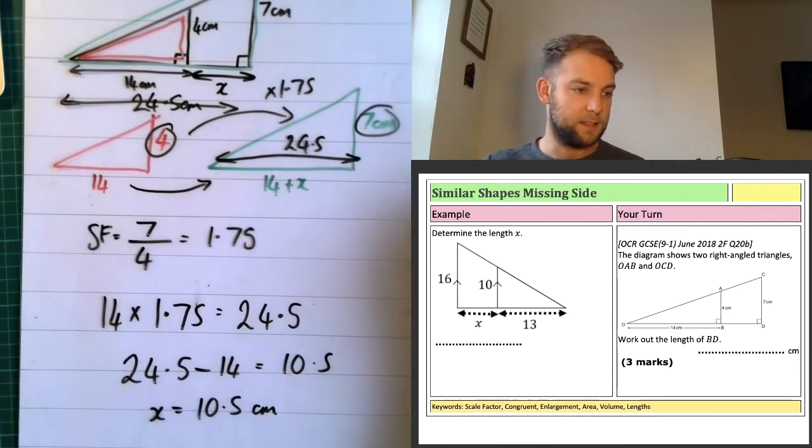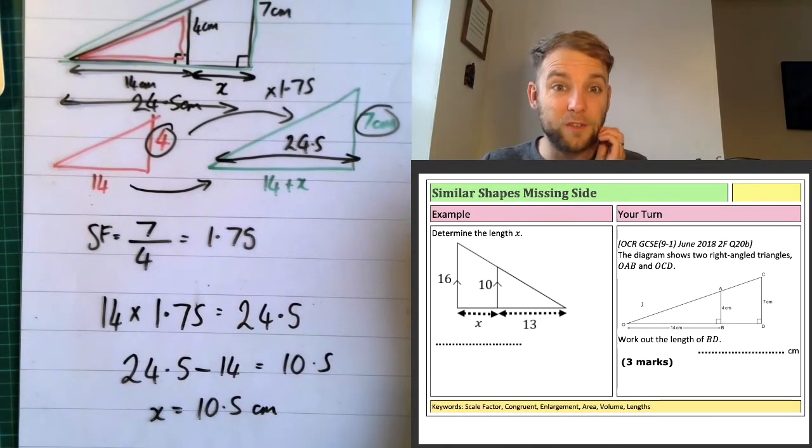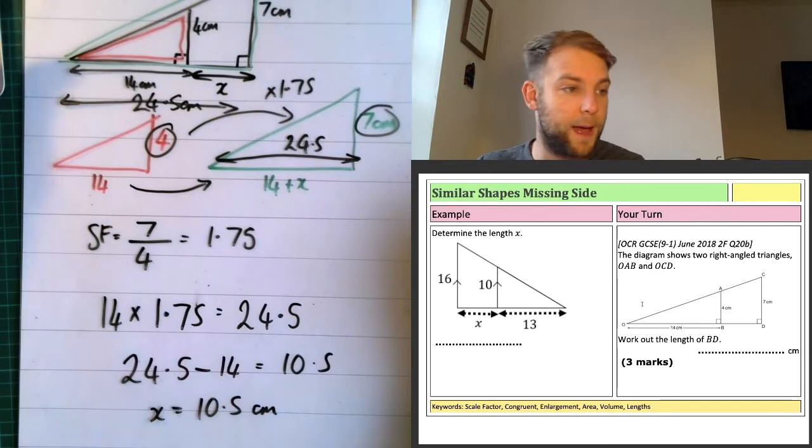Brilliant. Let's check that answer then. Again, 3 marks for that. Okay, from the OCR paper. Came up in 2018. Brilliant.